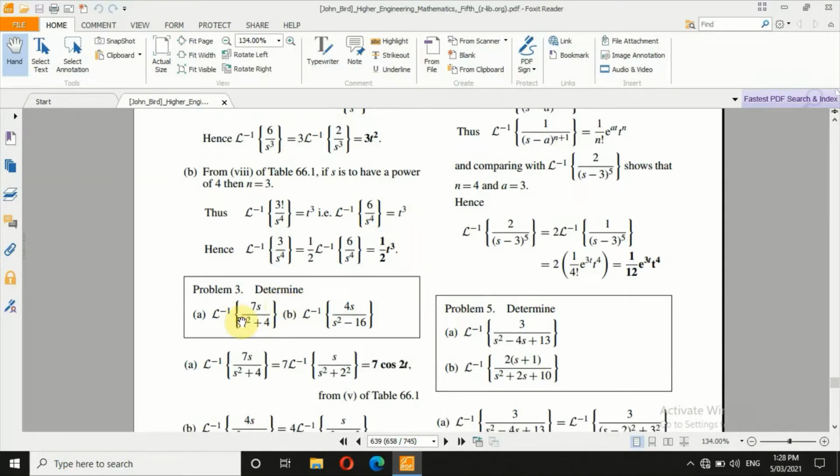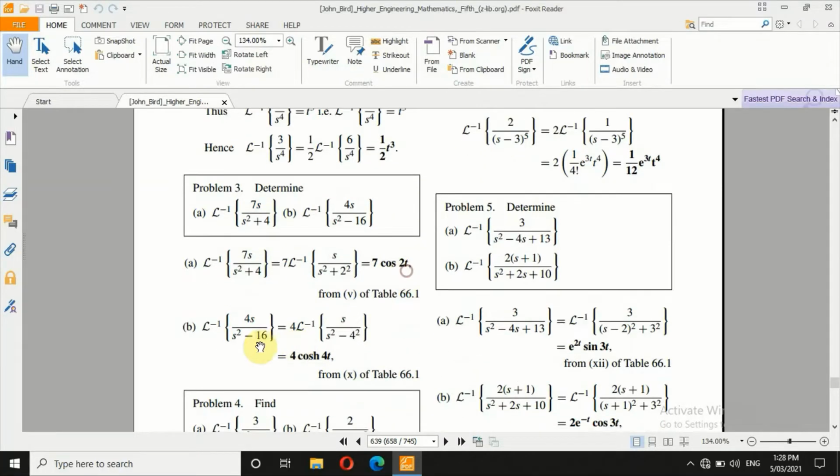Even look at this example too. 7 over x squared plus 4. Remember, if we have plus here, then we are talking about trig, that's cos. And this 4 here we can express in terms of 2 squared. So then we are dealing with cos 2t. So this 7 can come outside. You can now see that we have used linear properties. So 7 can come outside, then you have this one to be 7 cos 2t.